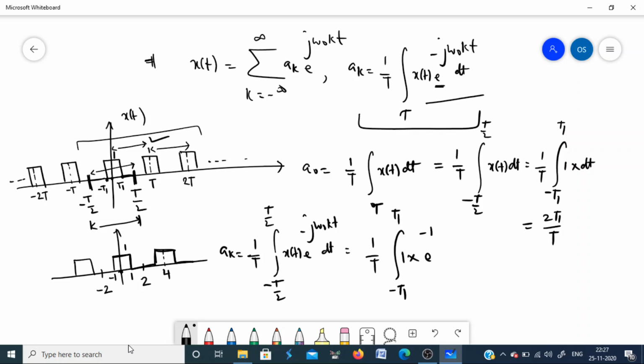So 1 into e raised to power minus j omega naught kt dt. Okay, so if you solve this integral, it becomes 1 by 2. Integration of this will be e raised to power minus j omega naught kt, from minus t1 to t1, and from this factor you'll also get minus j omega naught k in the division.